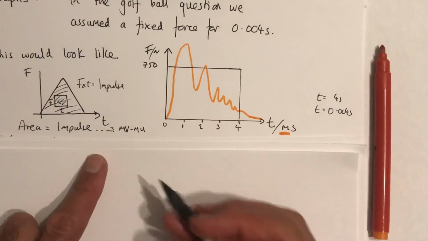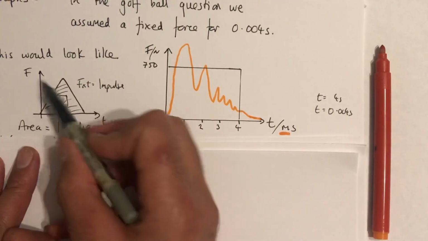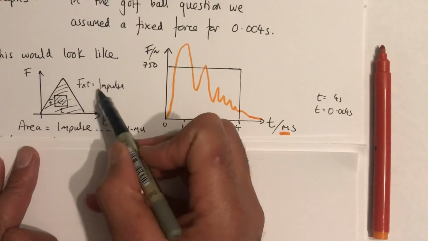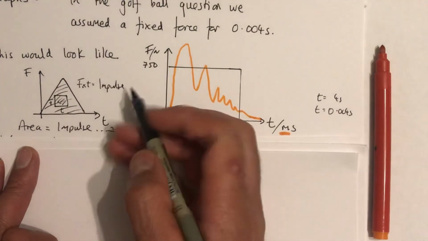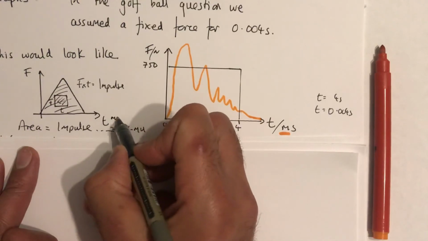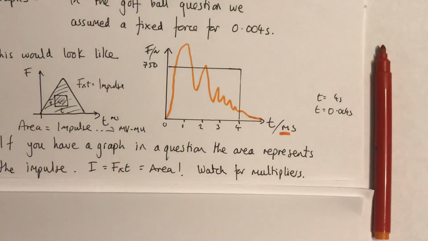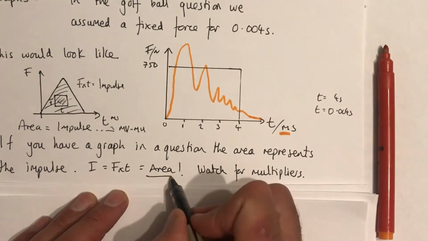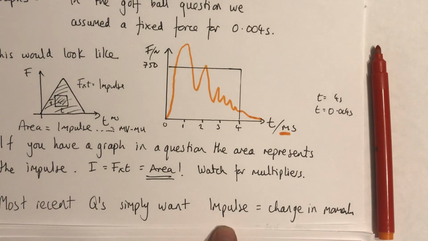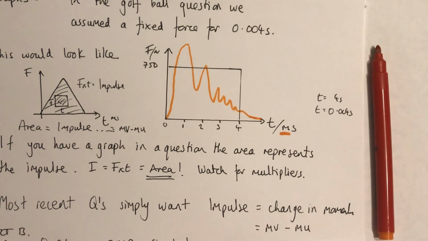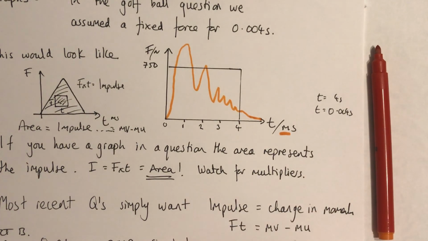So if you do get a question that has a triangle, you have to find the area of the triangle using half the base times the height, and that will equal your impulse. And watch out for this being in milliseconds, which is quite popular. So area is the key point there, and watch out for those force multipliers. The most recent questions simply want you to work out impulse equals change in momentum by doing impulse equals mv minus mu.